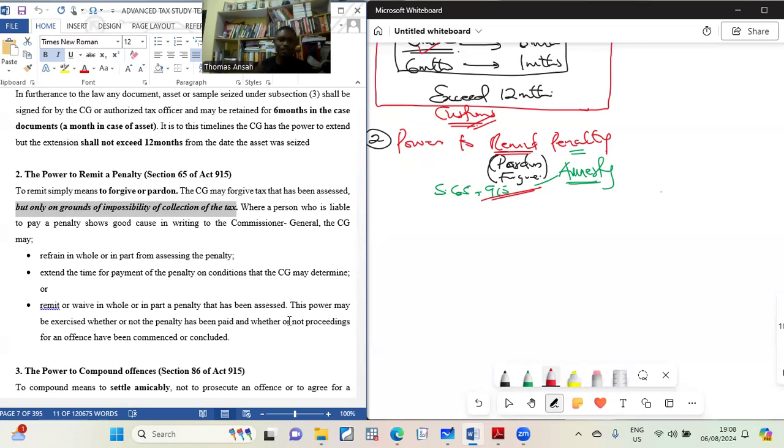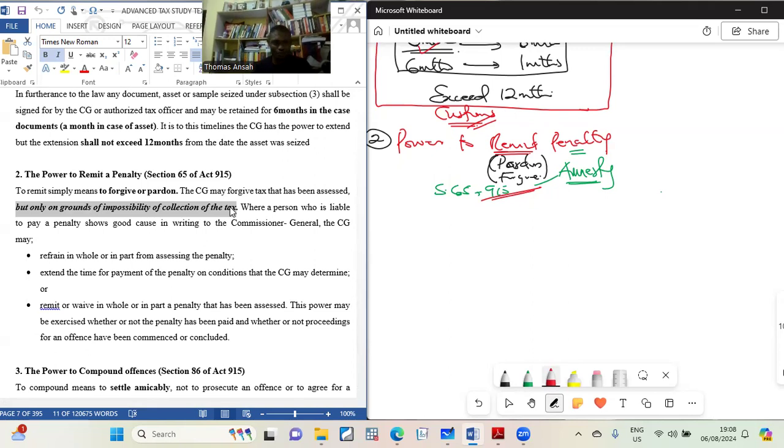Take note of that. And sometimes before they forgive you of the penalty, it means you have to pay the real amount that you are owing. All right. But you see, only on the grounds that it is impossible to collect the tax. Who determines the impossibility to collect the tax? It is the Commissioner General. So he now says it is impossible for him to collect.